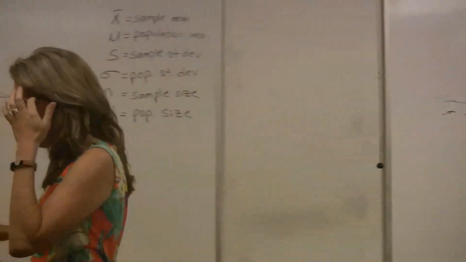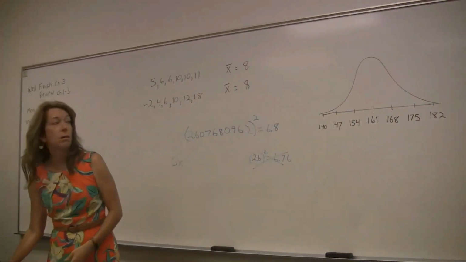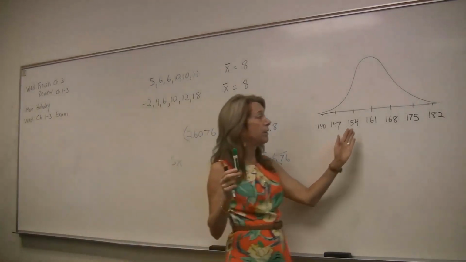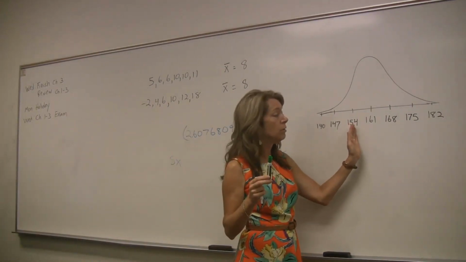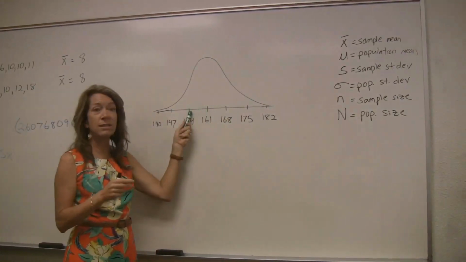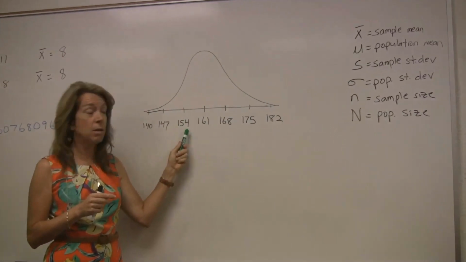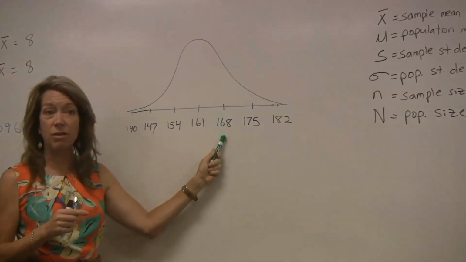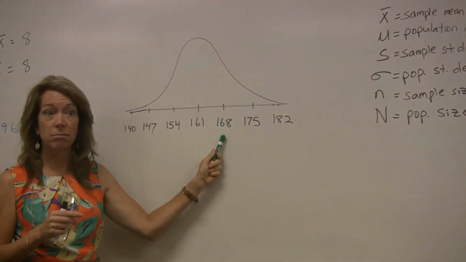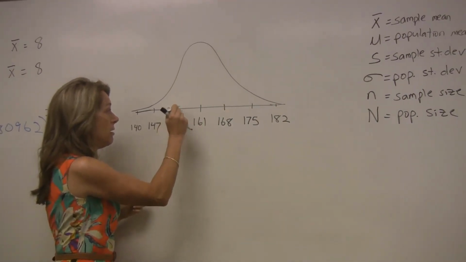Within 1 standard deviation of the mean. What does that mean to us? 154 to 168. So let's point at it. These people are 1 standard deviation below the mean. These people here are 1 standard deviation above the mean. Just from here to here, right there on the line.